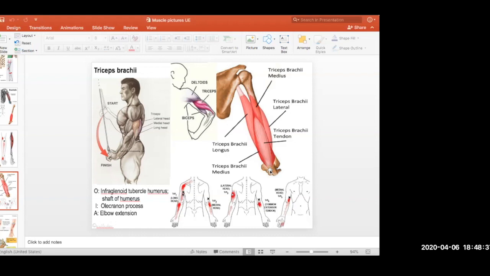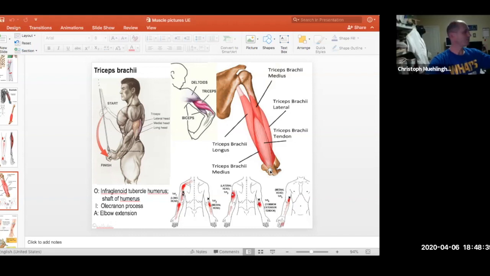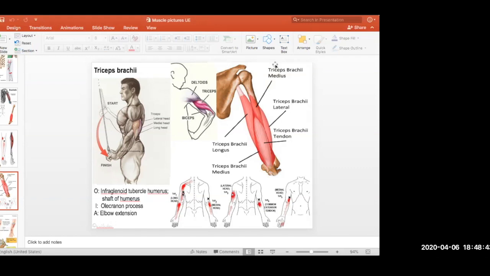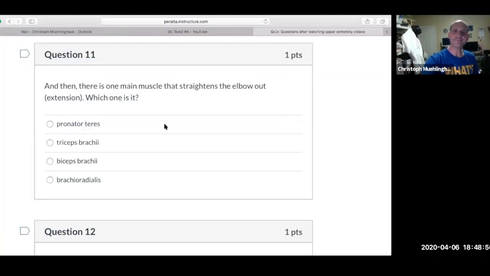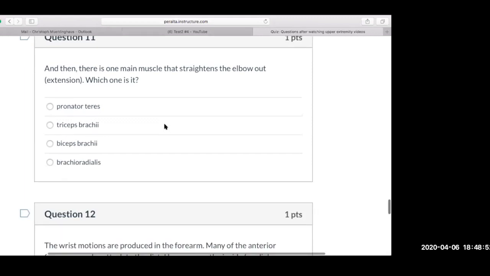You got to know the olecranon process. It's on the test. I just fixed that question. Olecranon process. I'm giving it away again. All right, but that makes sense, the upper arm stuff like that? Yes. Good.